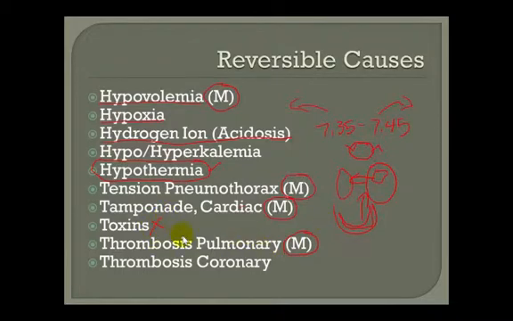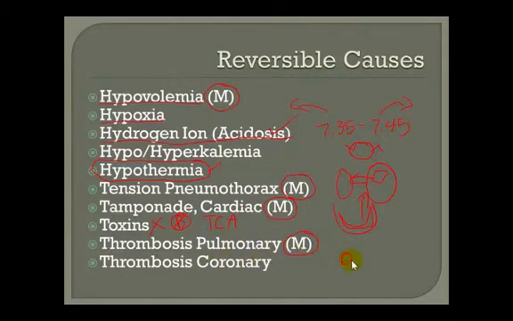Toxins, overdoses. Beta blockers would be on this list, reducing cardiac output until finally everything goes away. Tricyclic antidepressants would be on this list. They're acid by nature. The antidote would be sodium bicarbonate. Thrombosis, or pulmonary thrombosis.